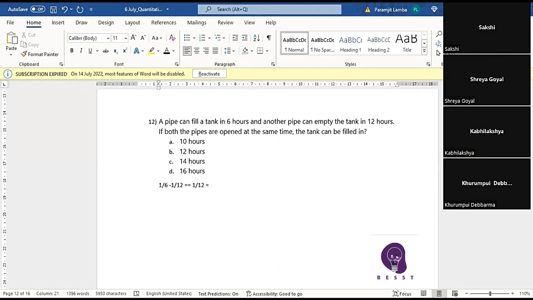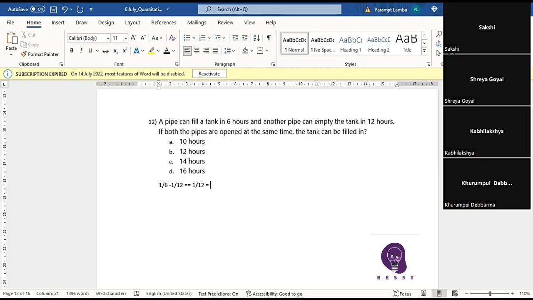Correct. And when both pipes are open, 1/12 of the tank can be filled in 1 hour, correct? Yes, sir. Okay. Now, how much time when both the pipes are open? Yes, when both the pipes are open, in how much time can the tank be filled?